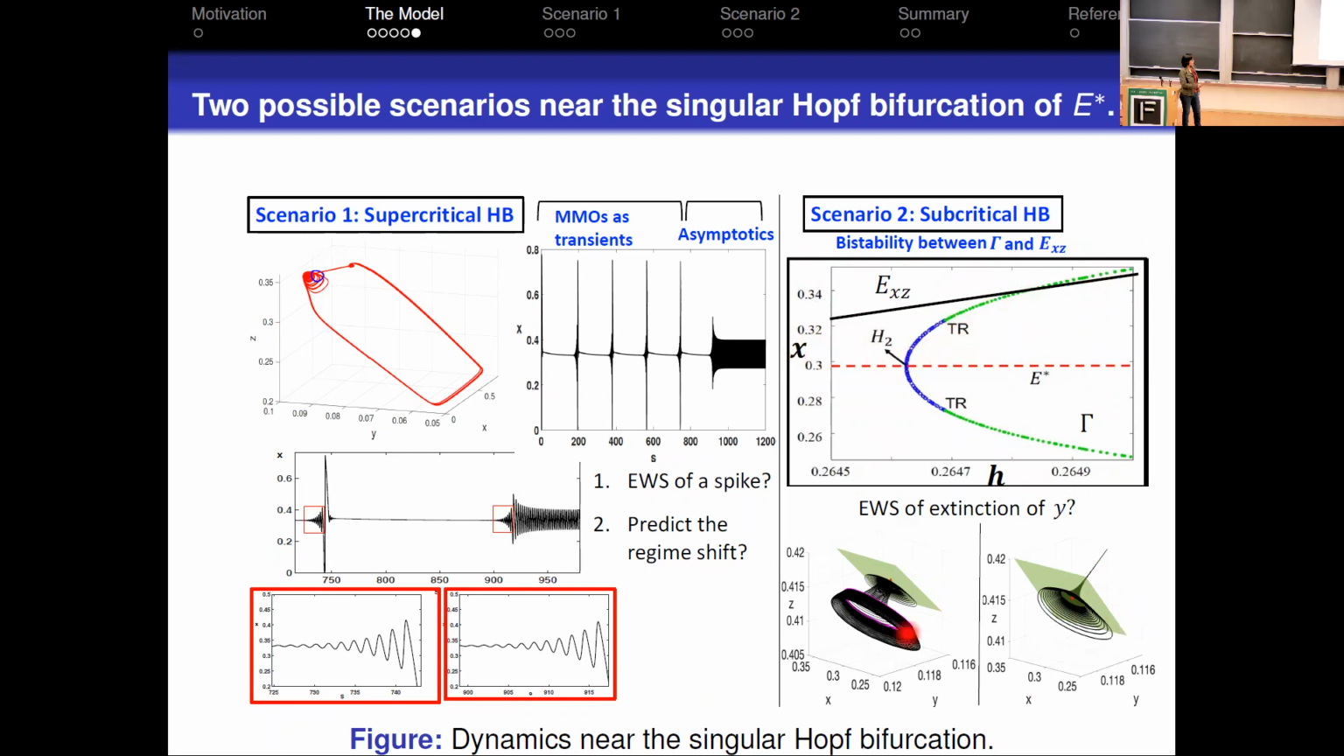And if you look at the phase space over here, then depending on the initial conditions, as we start close to our E star, either we approach the periodic attractor like this, or we could go to the boundary equilibrium state.